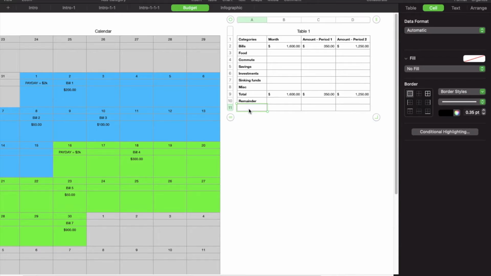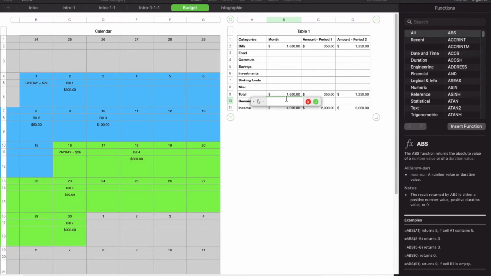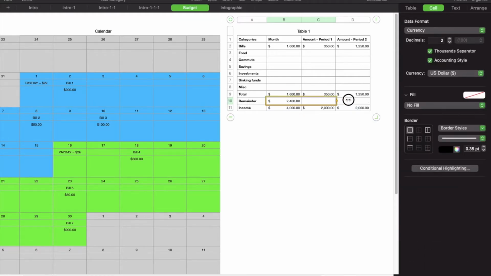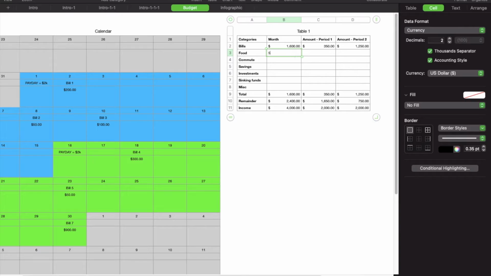Obviously, the income row is how much income you took in during that period. And then the remainder row is just income minus total budgeted. Now that we've added these additional pieces, we're going to go to our monthly budget column, and we're going to fund all of our remaining categories until our remainder is either 0 or just above 0.